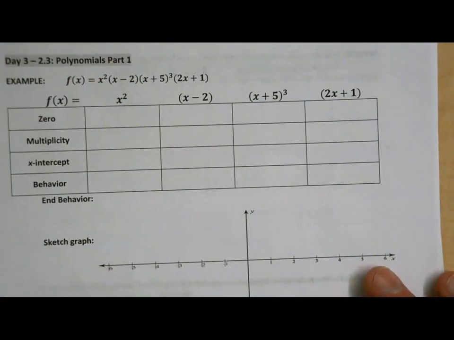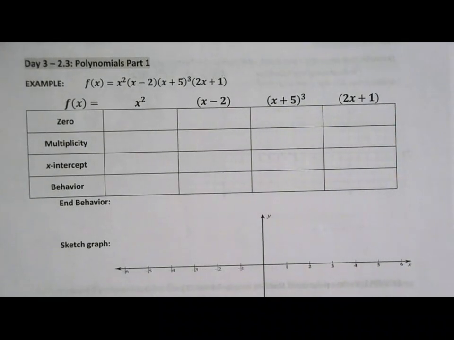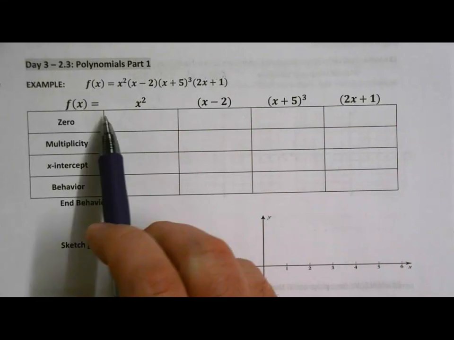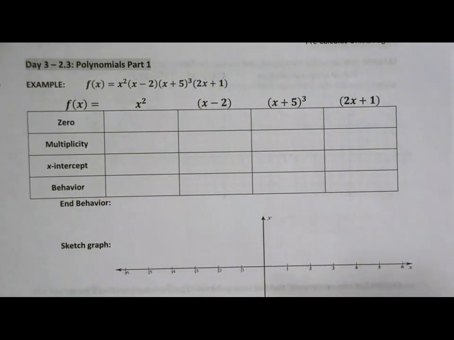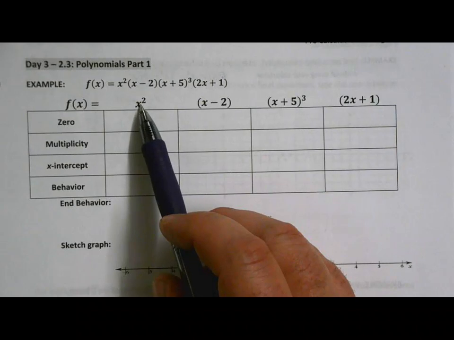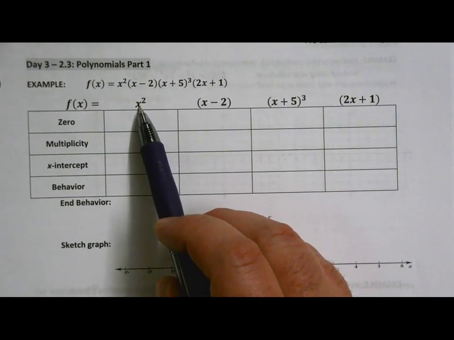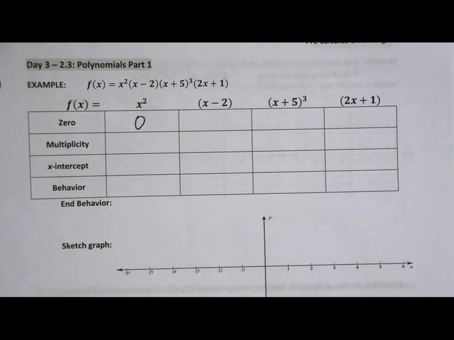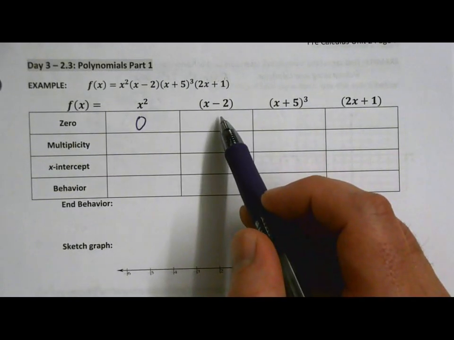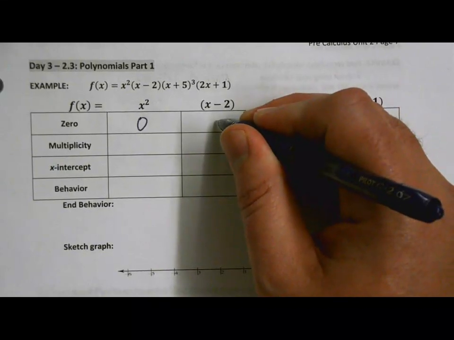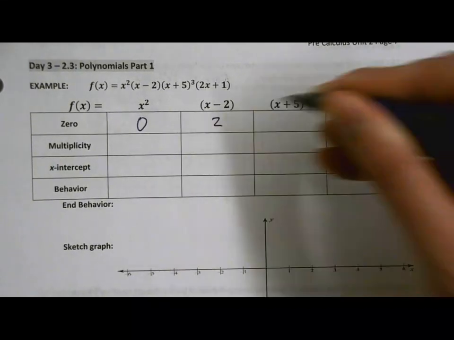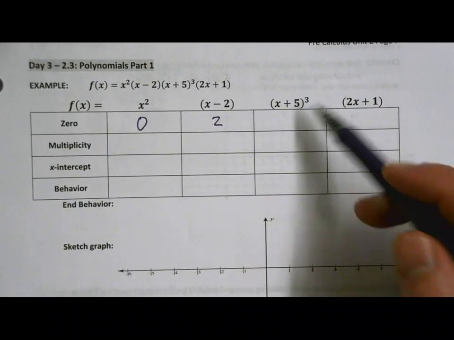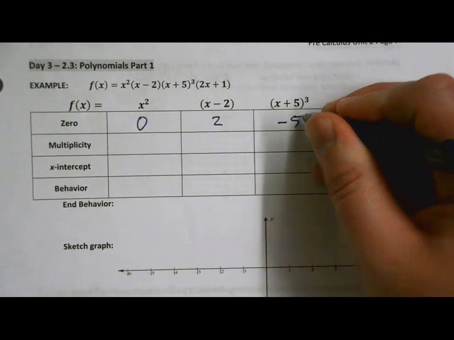Let's talk about zeros and x-intercepts and behavior. I've broken this up into our 4 different factors here. To find the zero, we basically take the factor, ignoring the exponent on it, set it equal to 0, and solve. So what would our 0 be for this one? If I set x equal to 0 and solved, I would get x equals 0. If I set x minus 2 equal to 0 and solved, I would get x equals 2. If I set x plus 5 equal to 0 and solved, I get x equals negative 5.